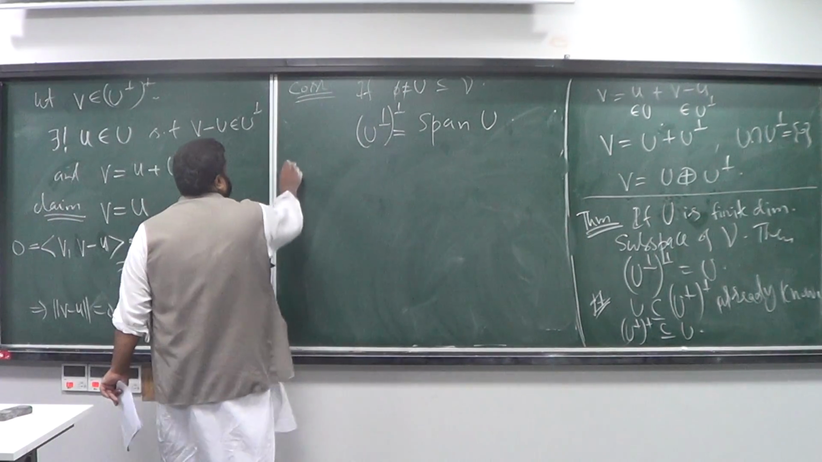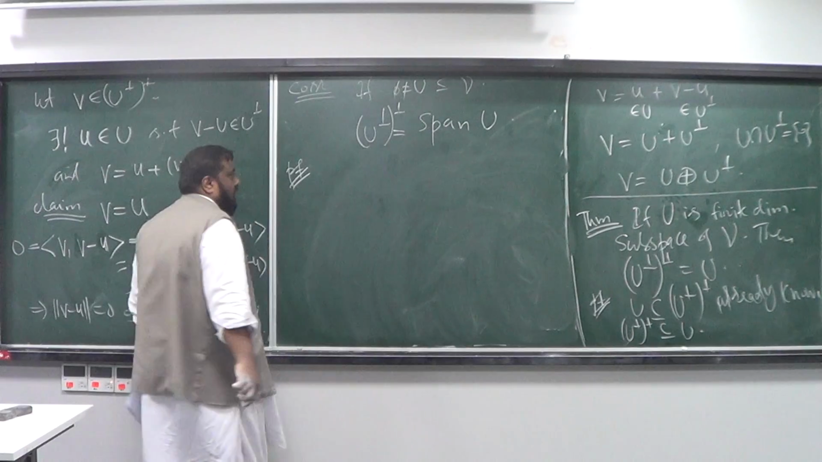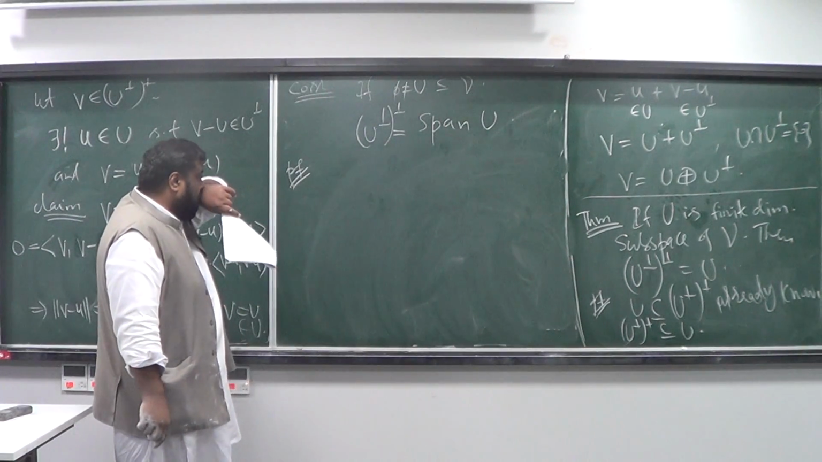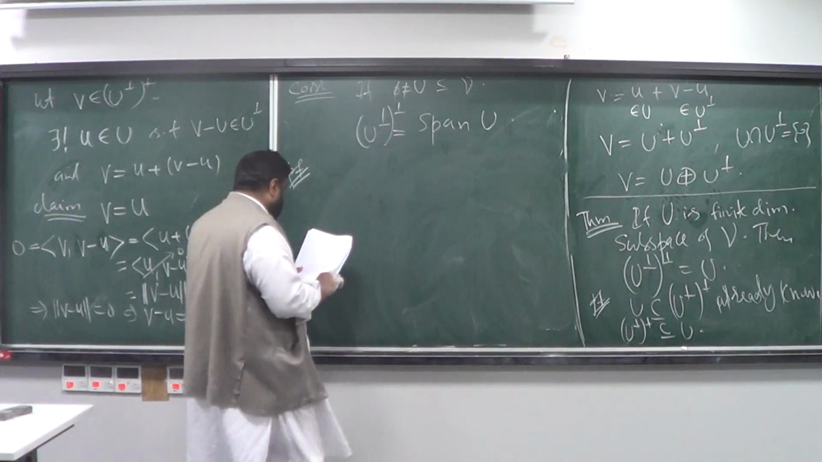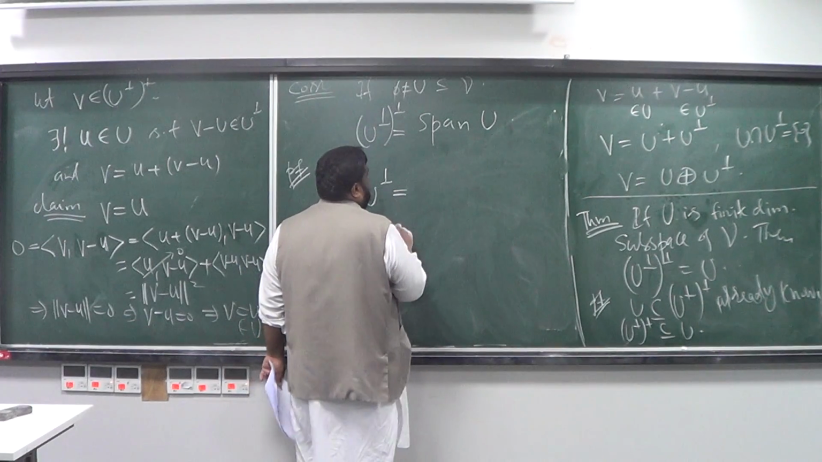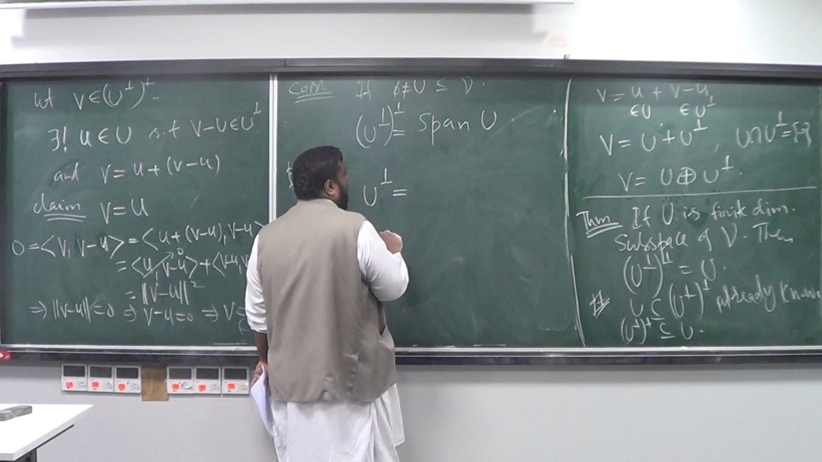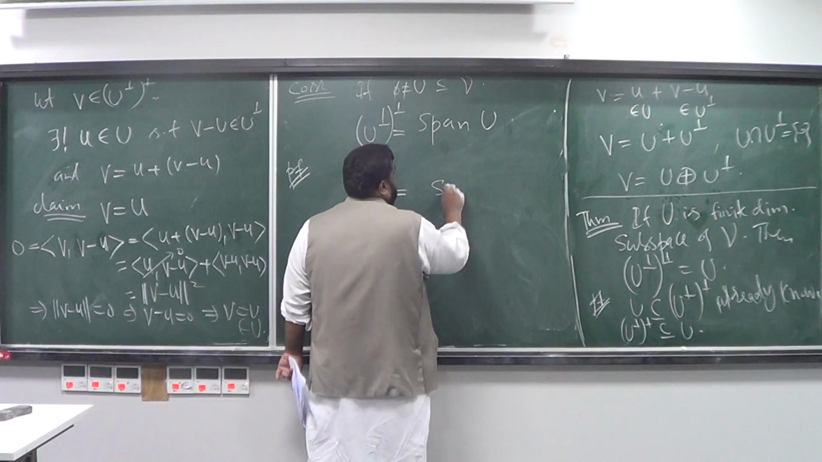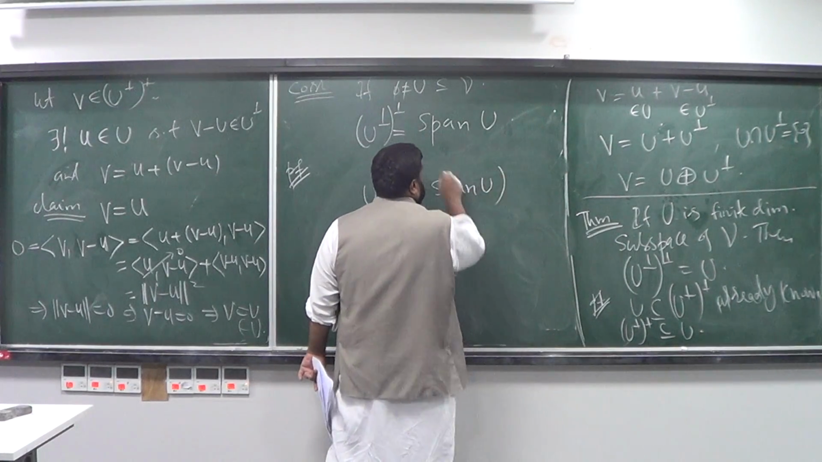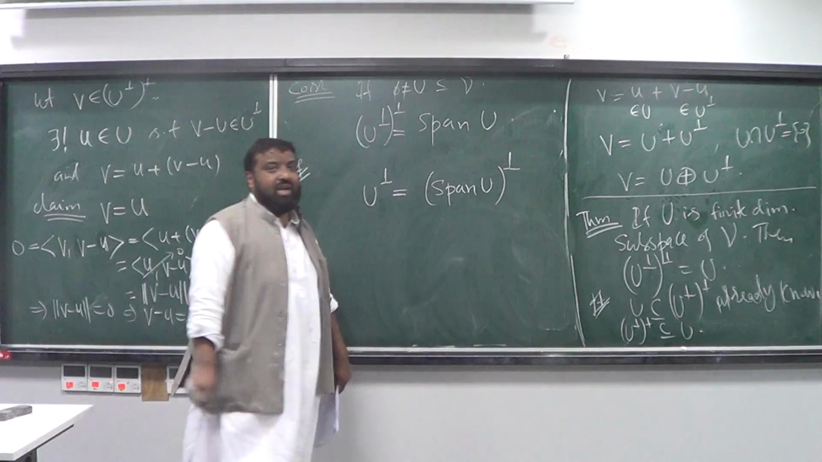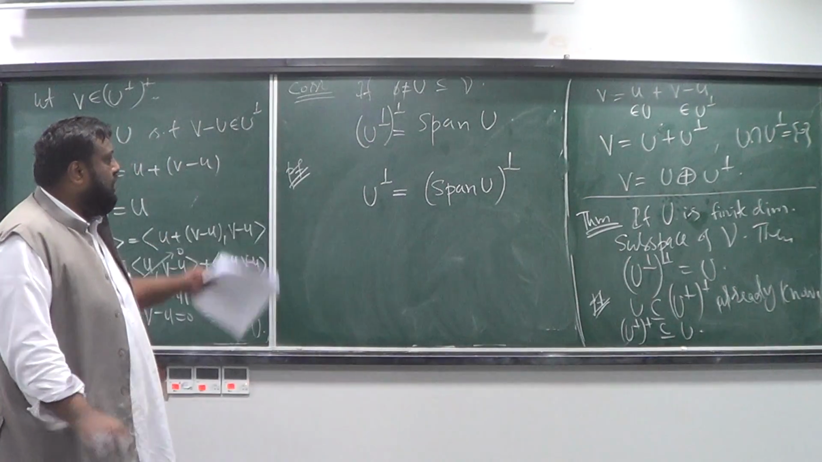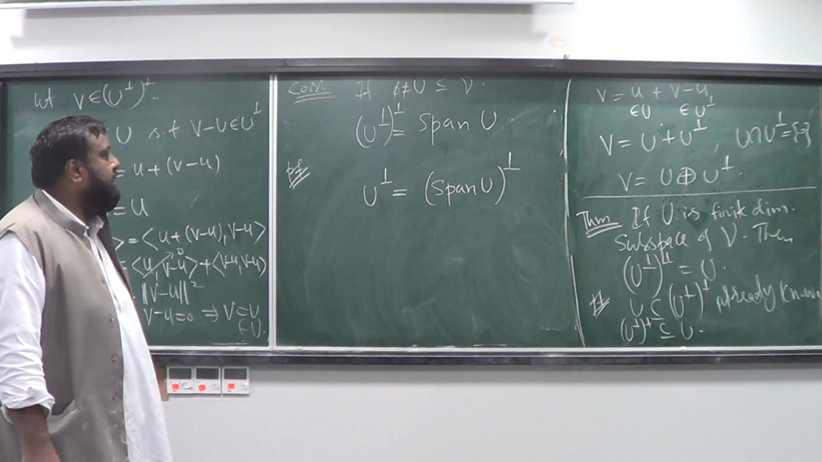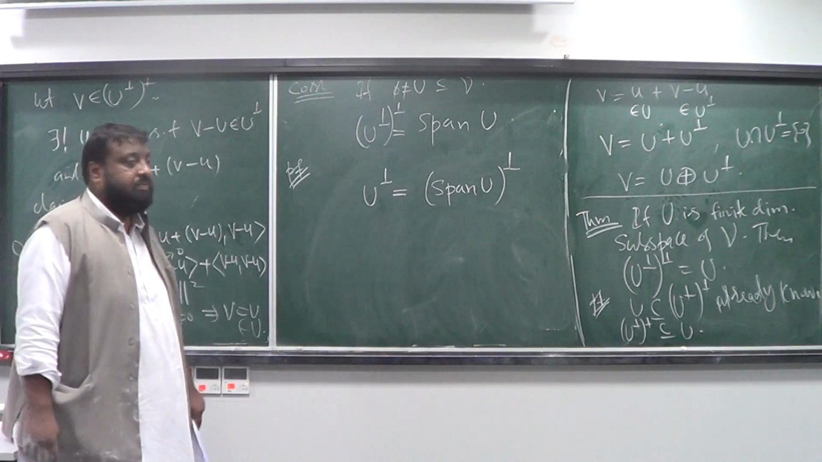Why should this be the case? From the first result, we know that if you compute the perp of U and the perp of the span of U, both must be equal. So the first theorem about the orthogonal complement that we proved tells us that the perp of U and the perp of the span of U are equal.